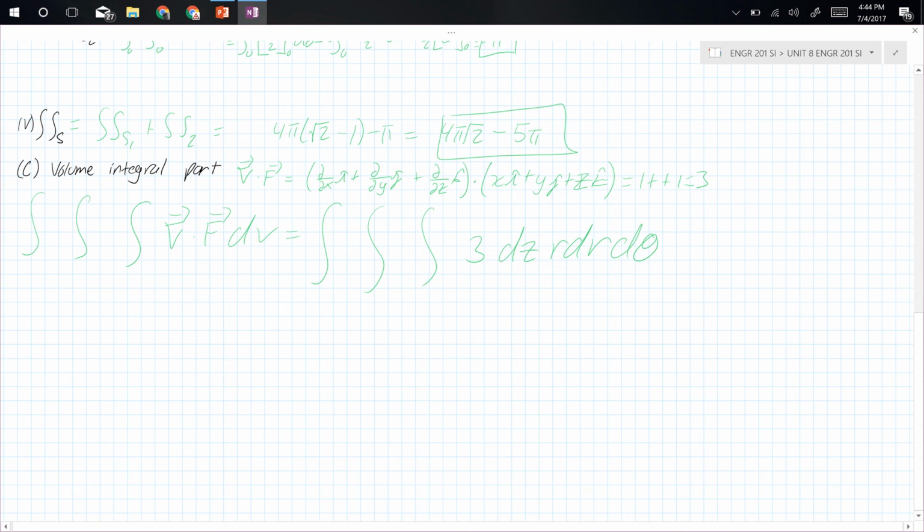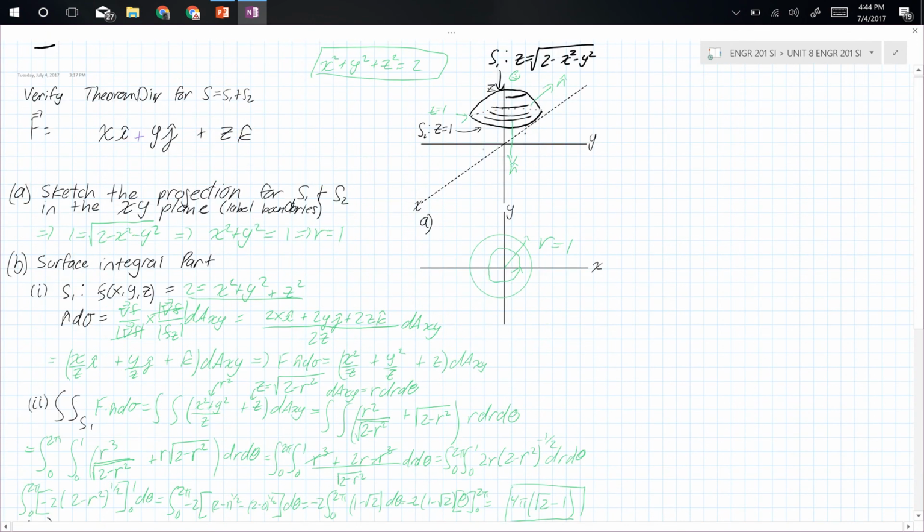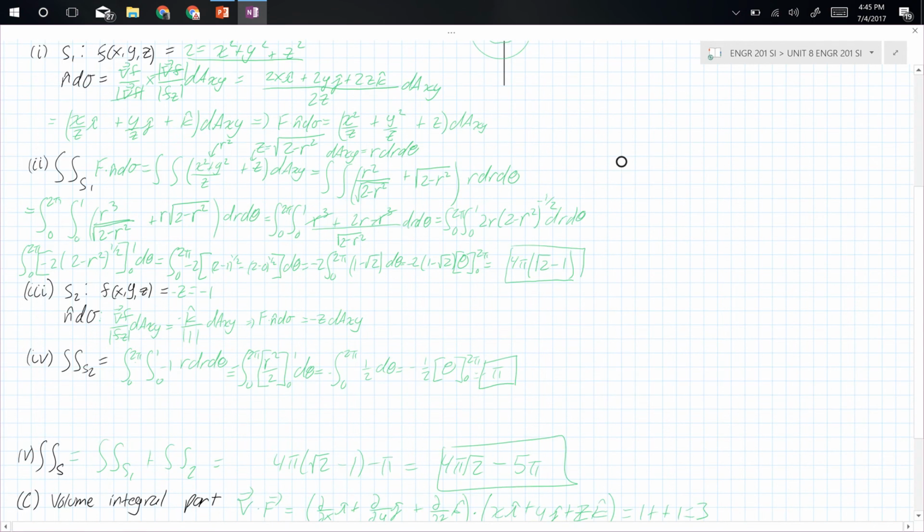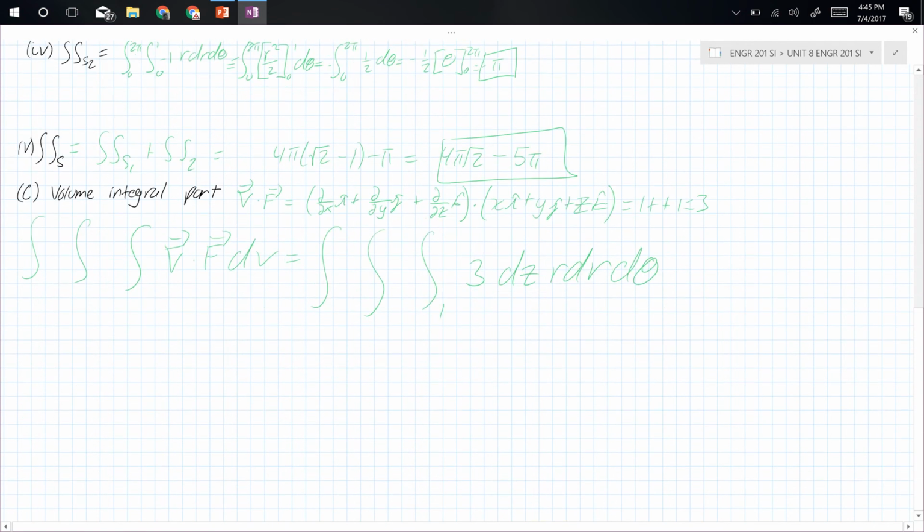So then for our z, we shoot our arrow upward. We hit z equal to 1, then exit at z equal to, since this has to be in terms of r, square root of 2 minus r squared. So we go from 1 to square root of 2 minus r squared. And we can use the same limits for r and theta that we did for the first two. Because we're going from our center outward, r goes from 0 to 1. And then for our theta, we'll go from 0 to 2 pi.